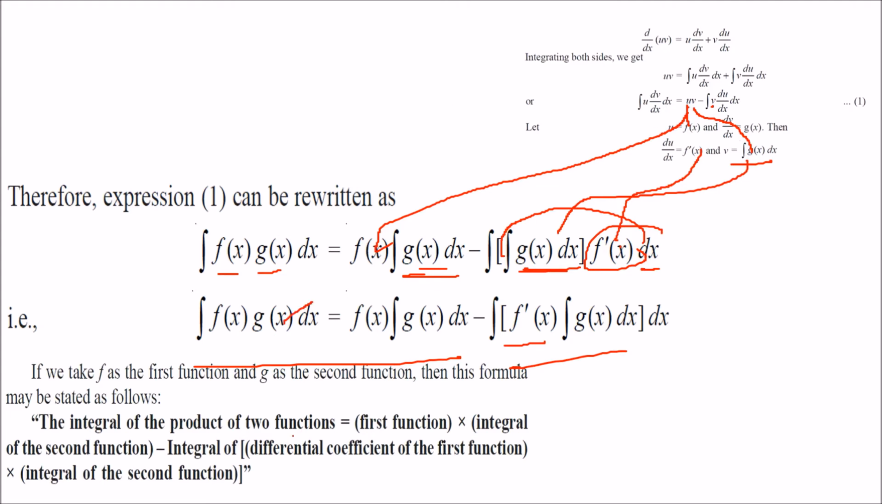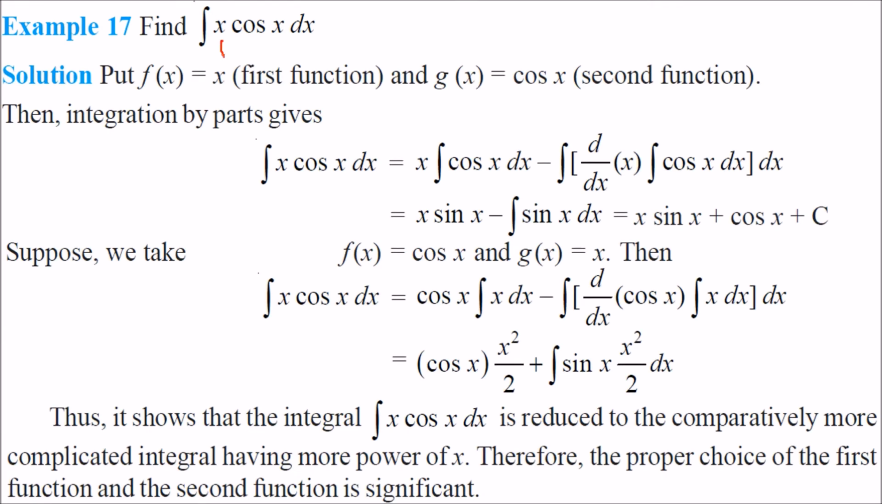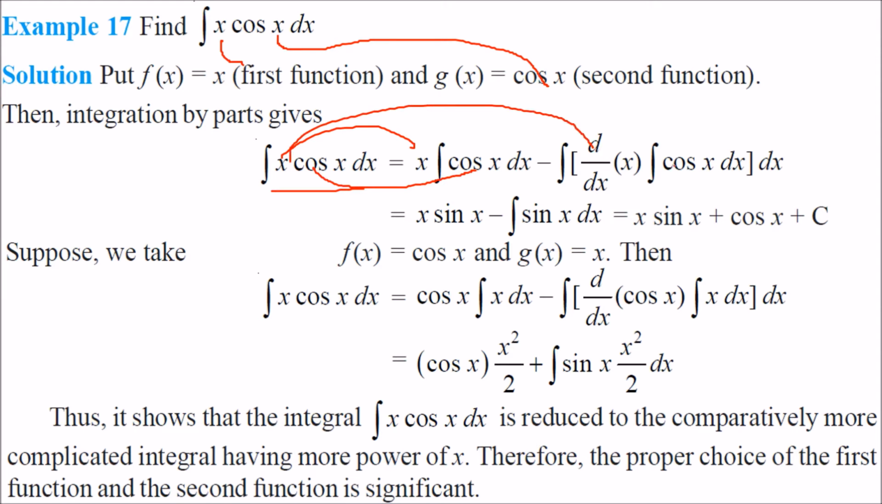The integration of the product of two functions is: you write the first function, then integrate the second one, then subtract the integral of the differential coefficient of the first function multiplied with the integration of the second function. For example, x cos x dx. We'll take fx as x, this is the first function, and cos x as the second function. So x cos x will be simply x integration of cos x minus differentiation of x integration of cos x dx. You get x sin x, then integration of, because d by dx of x is 1, so integration of cos x is sin x.